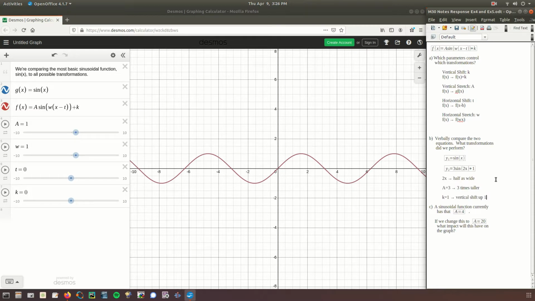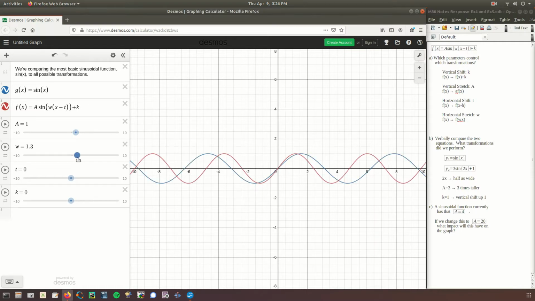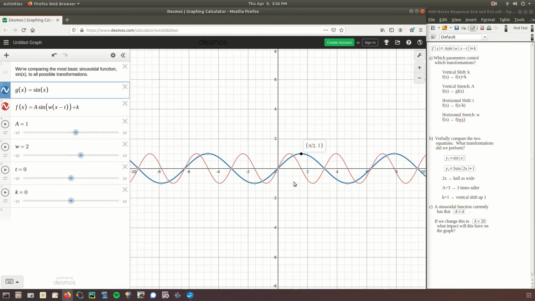So let's go ahead and do each of these transformations in order over here, and we'll see each of these things happen. So first things first, we need to make our w term 2. We're predicting that this makes us half as wide. And so we can see here, it used to take us until pi halves to get to our maximum. It now only takes us until pi fourths to get to our maximum.